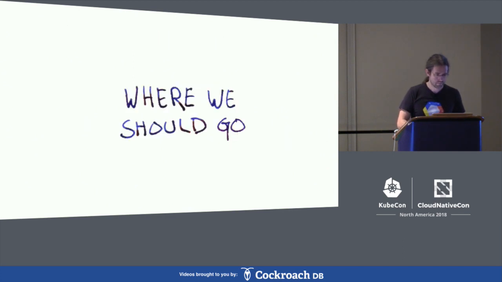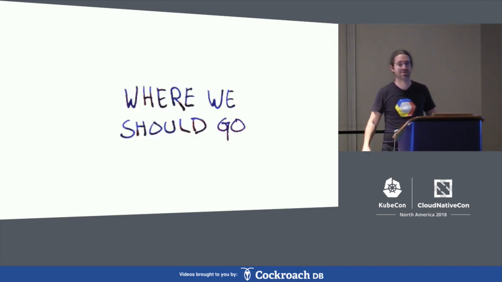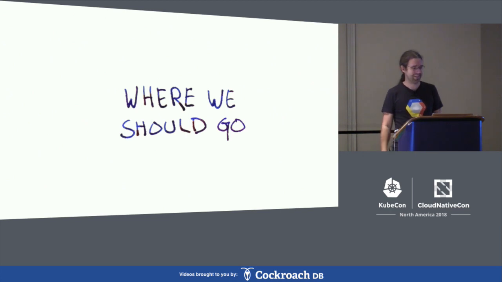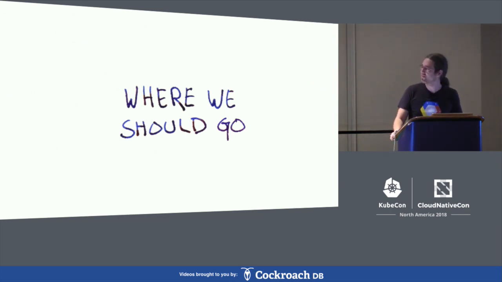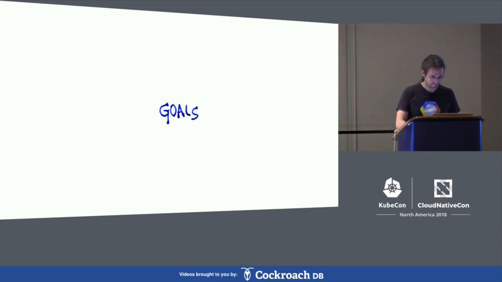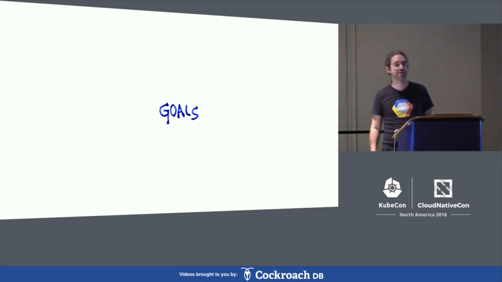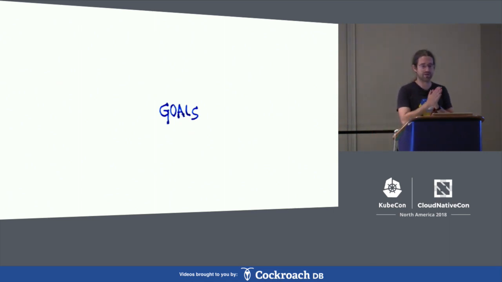Yeah. So, in spite of that, Kubernetes clearly has lots of uptake, as I mentioned at the beginning. Okay, so forward looking. This section I've also got three parts. What are our goals is first.